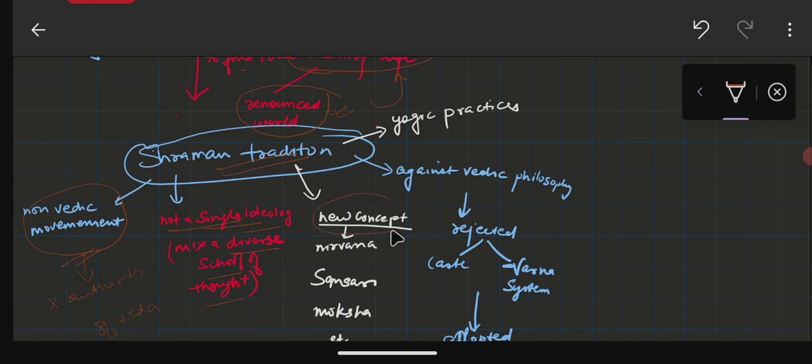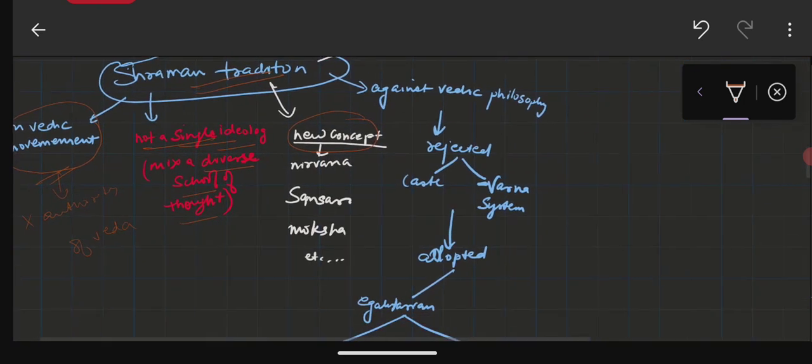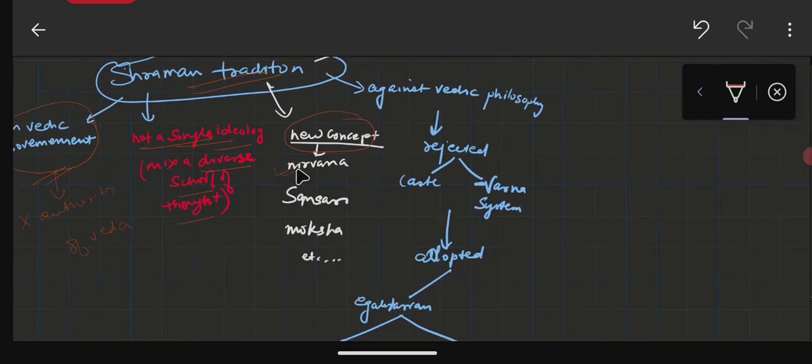They gave birth to the new concepts, like Nirvana, Samsara, Moksha. What is Nirvana? Nirvana is the existence of suffering and desire. What is Samsara? Samsara is the cycle of birth, death and rebirth. What is Moksha? Moksha is liberation from the cycle of the Samsara. That means liberation from the cycle of birth, death and rebirth.